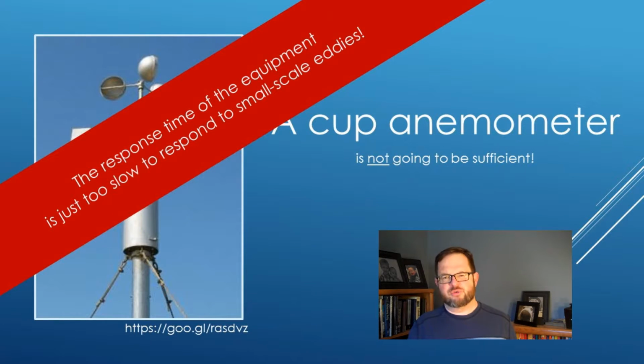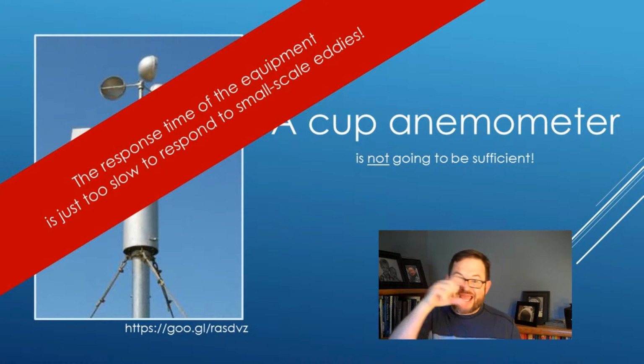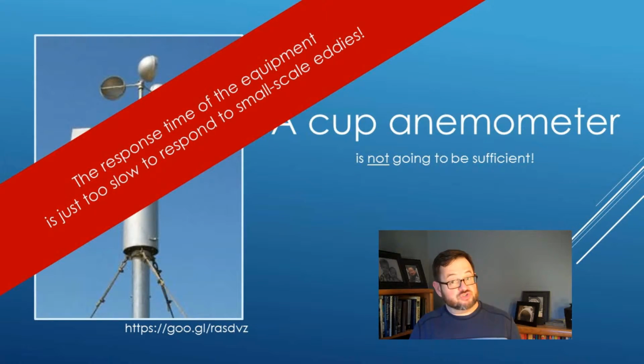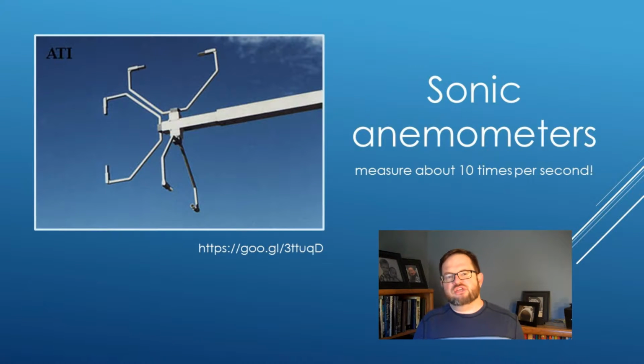And the same is true of the wind direction. The wind vane takes a few moments to respond to the changes in the wind direction, and that's just not going to be fast enough to deal with these very high-frequency little eddies that are passing the anemometer and the wind vane under turbulent flow conditions. If you want to do this correctly, you're going to need something much faster, something with faster response times.